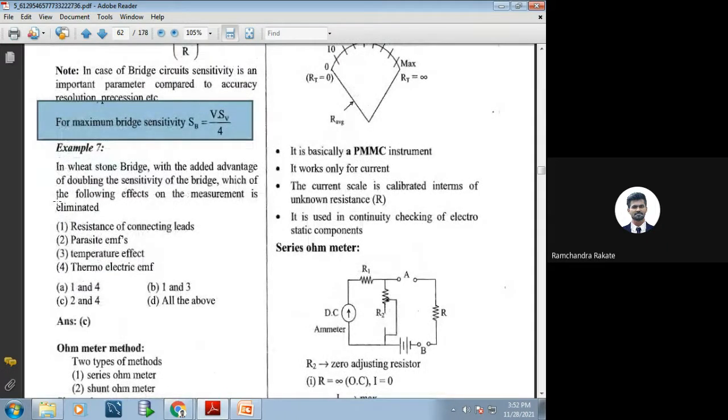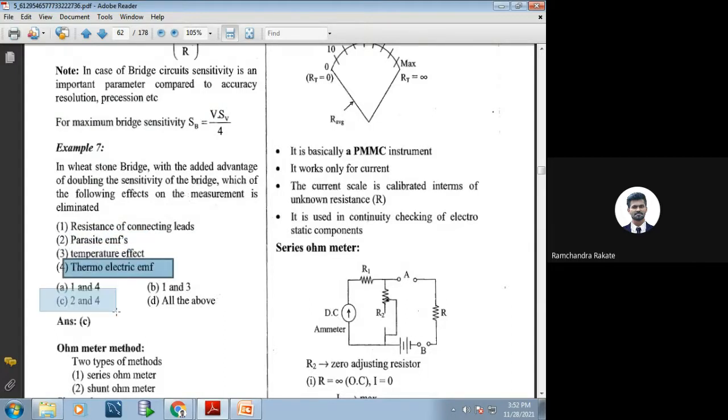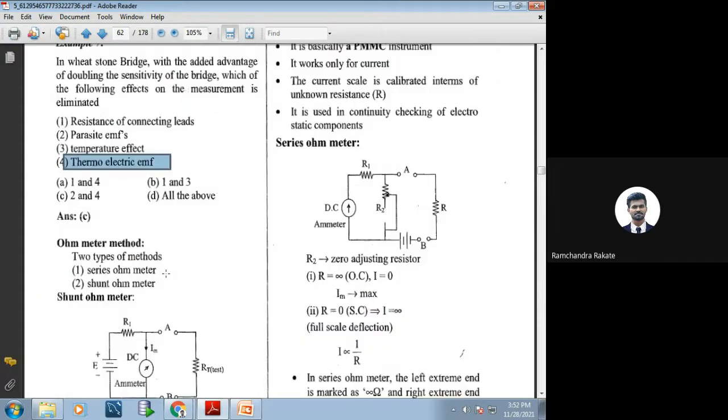Now let us see the question, what they are asking. In Wheatstone bridge, with the added advantage of doubling the sensitivity of the bridge, which of the following effects on the measurement is eliminated? Resistance of connecting lead, parasite EMF, temperature effect, or thermocouple, thermoelectric effect. So we are having both effects, that is parasite EMF and thermoelectric effect, correct?